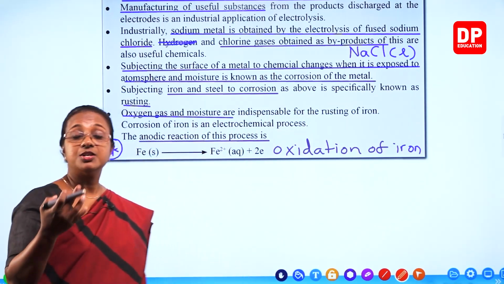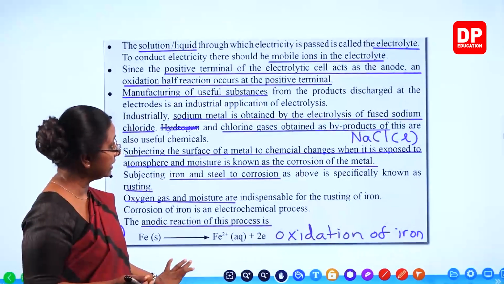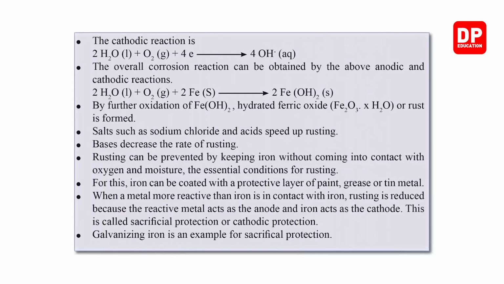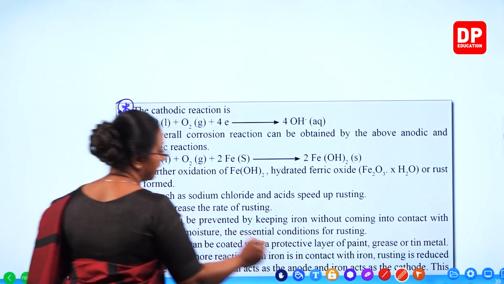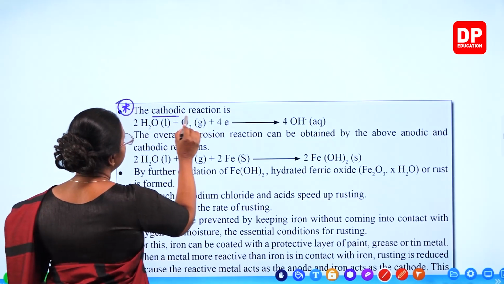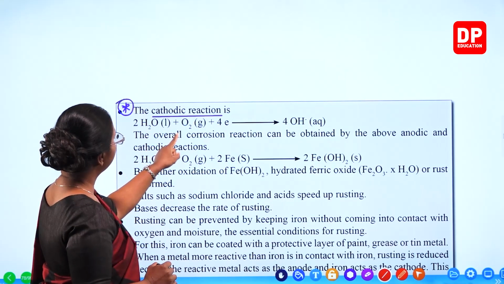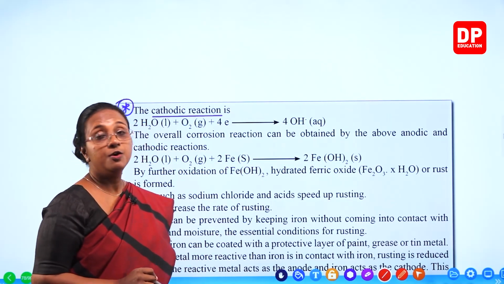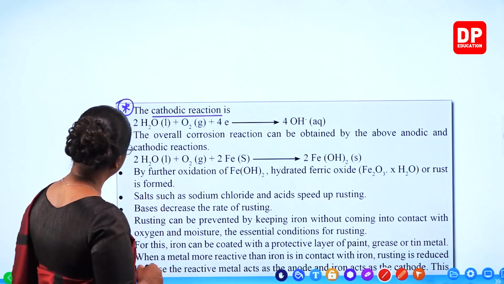So, that means there should be a reduction reaction as well. That is what we will discuss in the next slide. So, there you can see here the cathodic reaction. Very important. That is the second reaction. The cathodic reaction, that is 2H2O liquid plus O2 gas taking up 4 electrons becoming 4OH minus aqueous. That is the cathodic reaction.